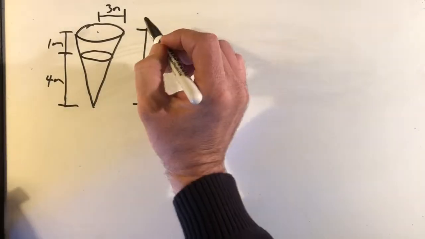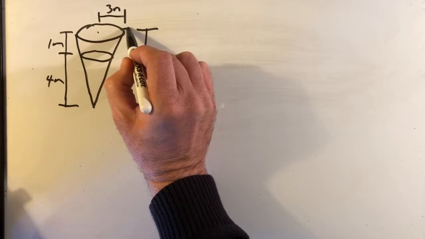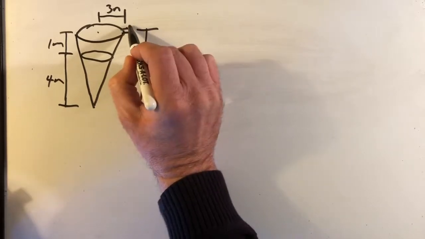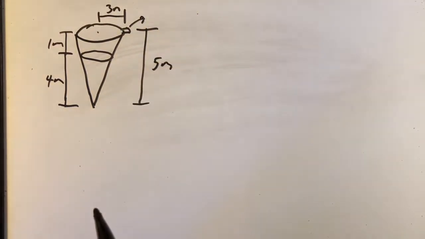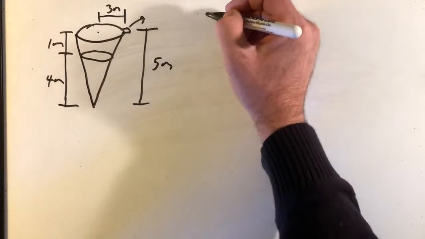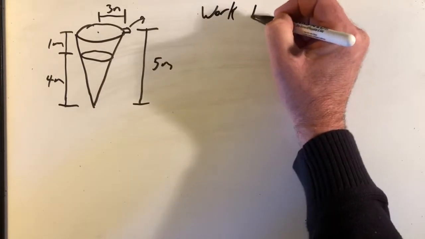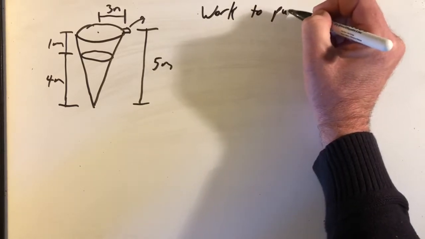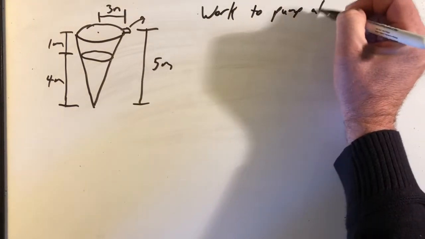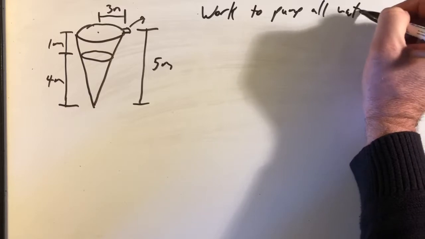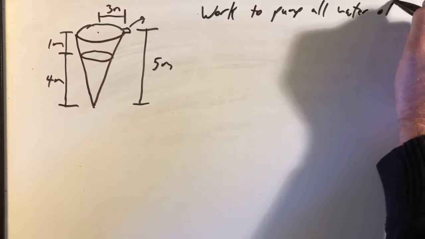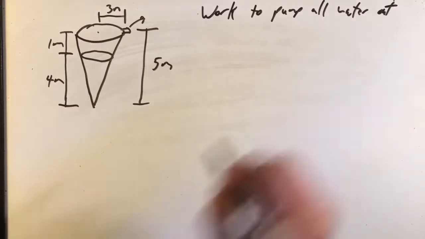You also need to know where the spout is. So we'll say the spout is coming off the top of the tank. Water is leaving the very top of the tank. So you need to calculate the work to pump all of the water out.